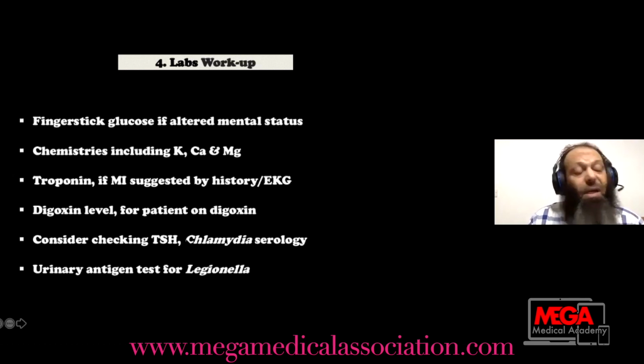If you admitted the patient and you are treating him as CAP, you will order chlamydia serology, especially if your patient is febrile and bradycardic. Also for Legionella, you will request, of course, the urinary antigen test. So this will narrow your differential diagnosis when you face a bradycardic patient in the ICU.